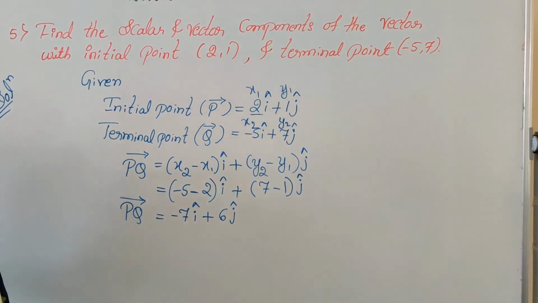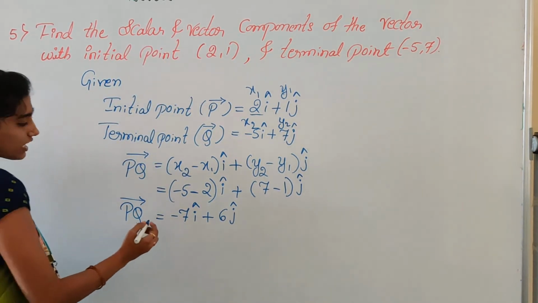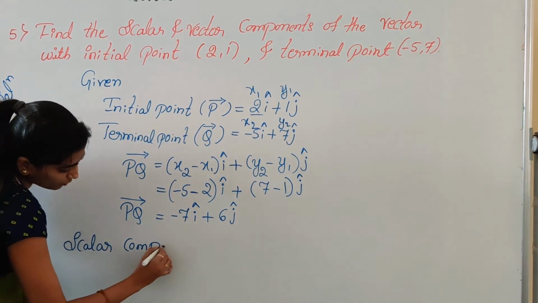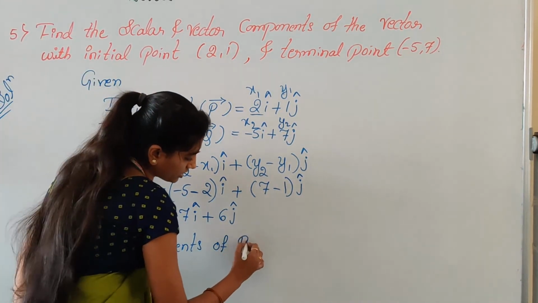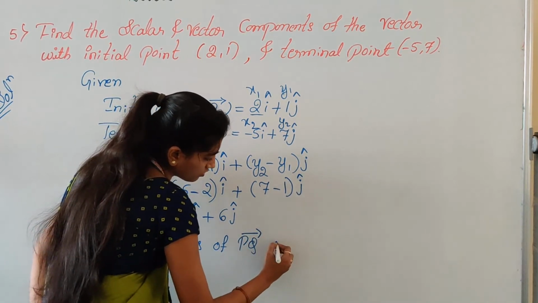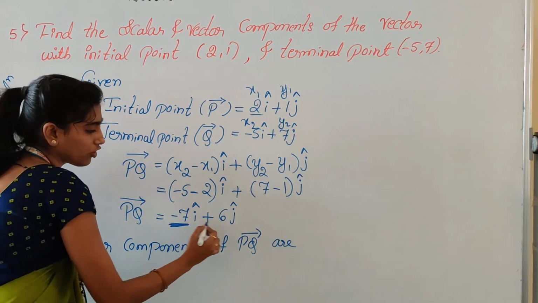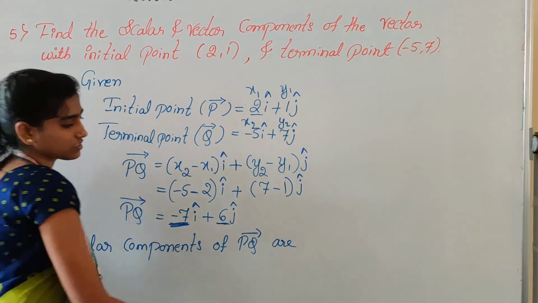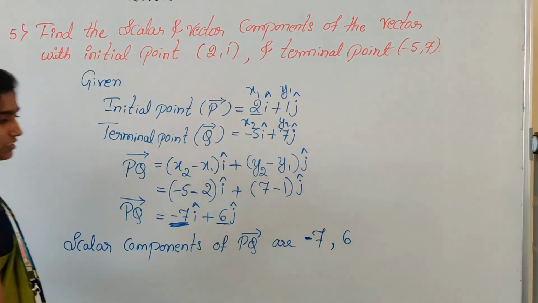So here the question is find the scalar and vector components of the vector with initial point and terminal point. So here we have to find the scalar and vector components. So scalar components of vector PQ are, so here scalar components means we have to write the coefficient of I, j and k. So here the scalar components are minus 7 and 6.